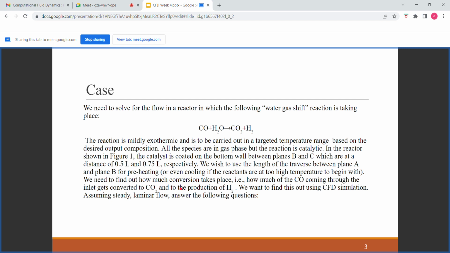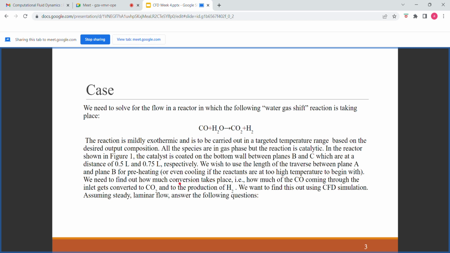In the reactor, the catalyst is coated on the bottom wall between planes B and C, which are at a distance of 0.5 times L and 0.75 times L respectively. We wish to use the length of the traverse between planes A and B for preheating or even cooling if the reactants are at too high temperature to begin with.